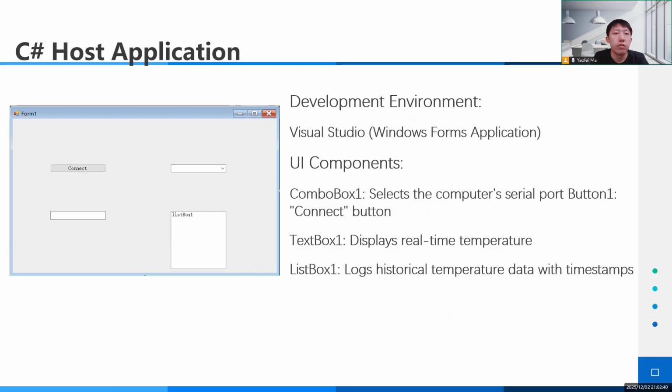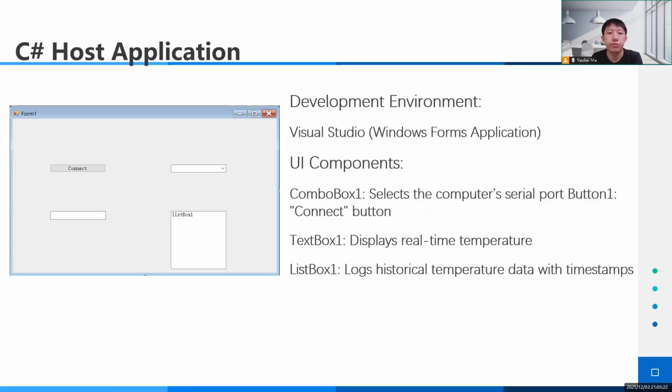We use Visual Studio to make the C# program. It's a Windows Forms application. There are 4 key parts on the interface. Combo box shows the computer's serial ports like COM3. Button, the connect button, opens or closes the serial port. Text box shows current temperature in real time, and the list box saves past temperature data with time, so we can check old values.